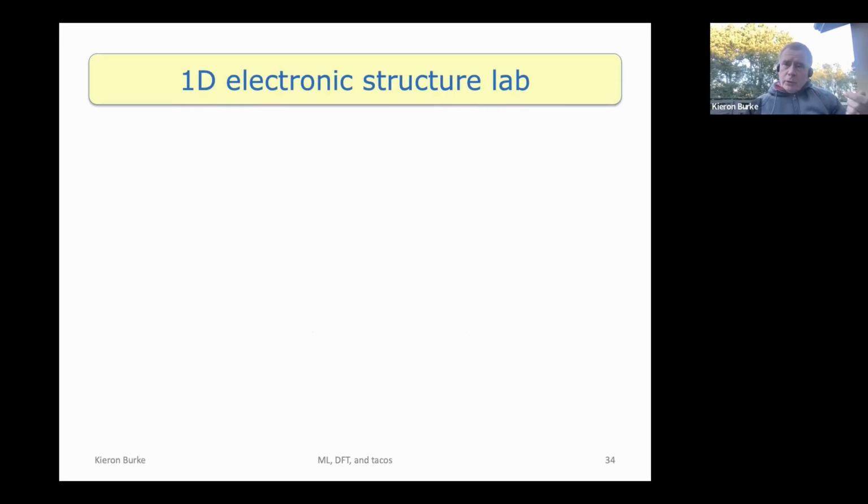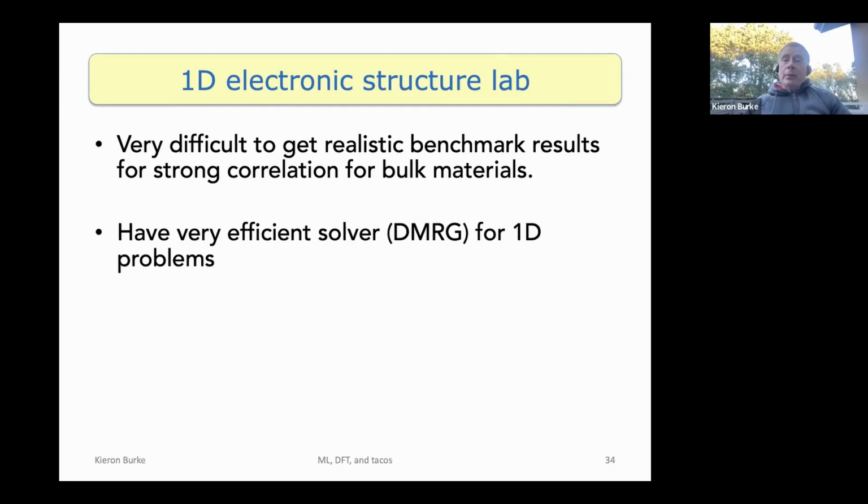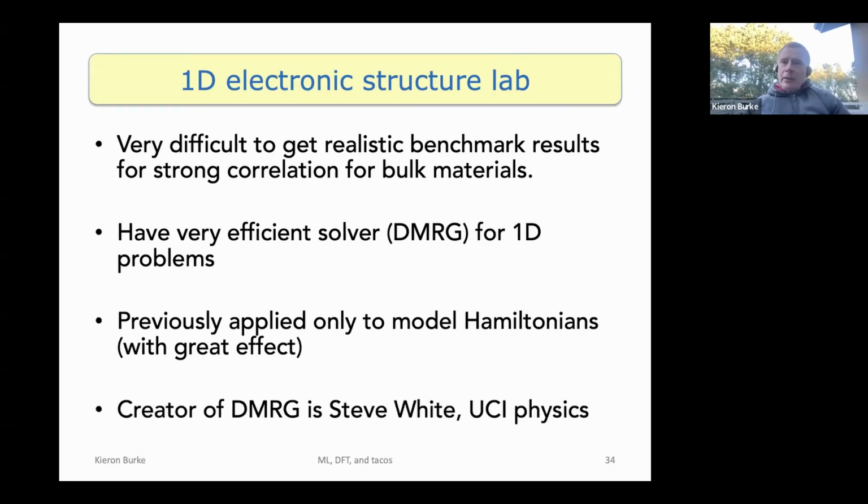Okay, so now what I'm going to show you, we use this 1D electronic structure lab that we developed here at Irvine over the last decade or so. This is in order to make progress quickly and test ideas quickly for strongly correlated things. We use DMRG to solve 1D problems. It's pretty much the world's best quantum solver for 1D. Mostly the people in that field do model Hamiltonians. They're interested in strongly correlated physics. And Steve White is a friend of mine, and he invented it originally.